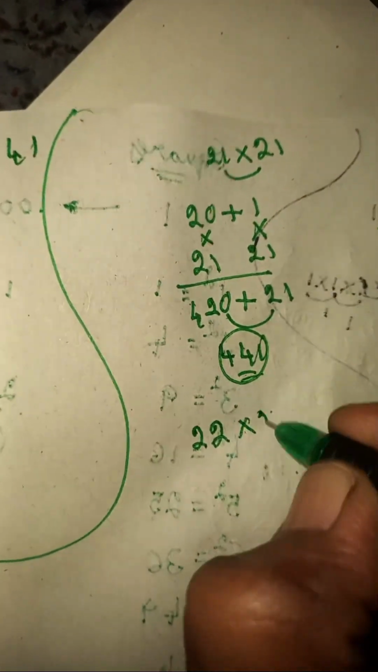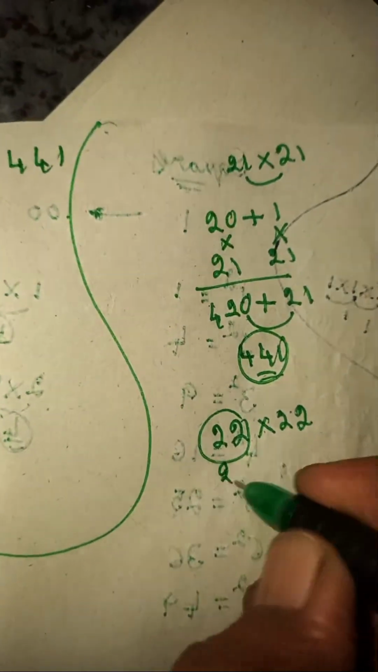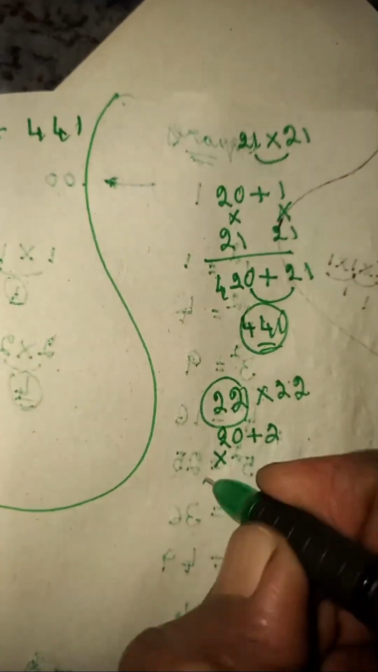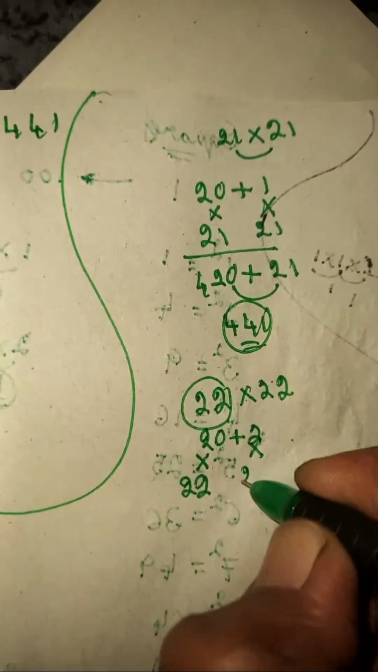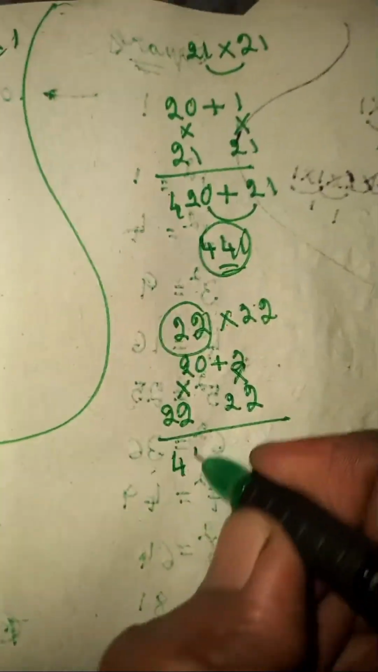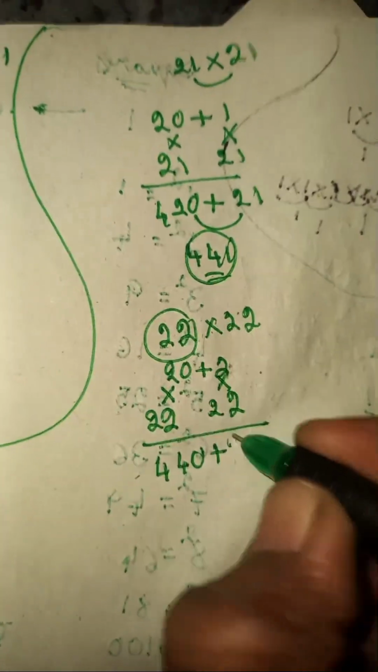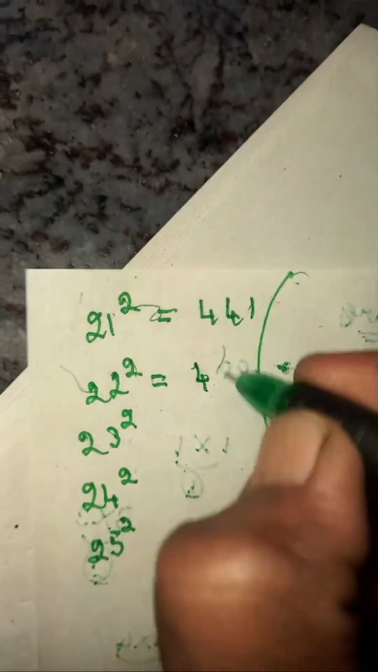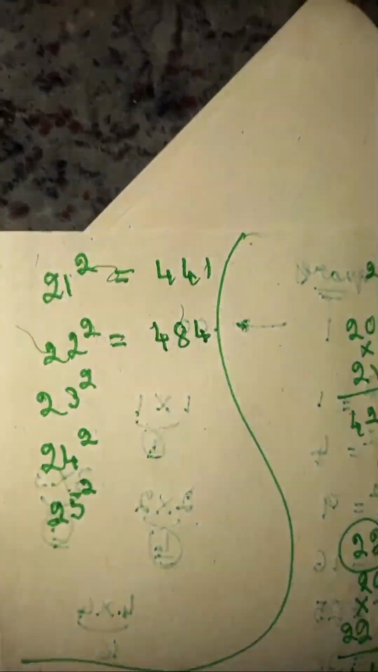And 22 times 22, you can write here and split this as 20 plus 2. Here also multiply with 22, and here also with 22. You're going to get 22 times 2 is 44, so 440, plus 22 times 2 is 44. When you add, it becomes 484. So 22 square is 484.